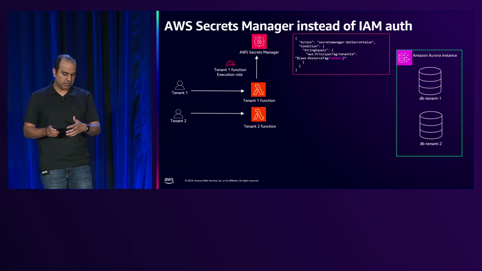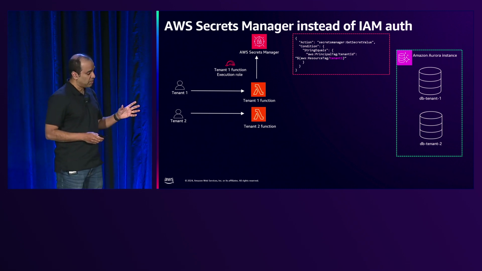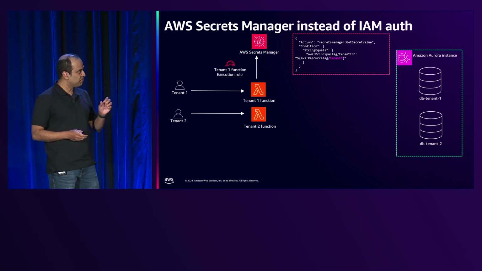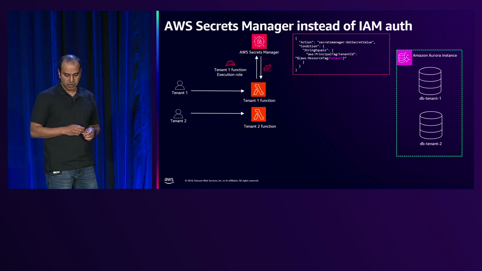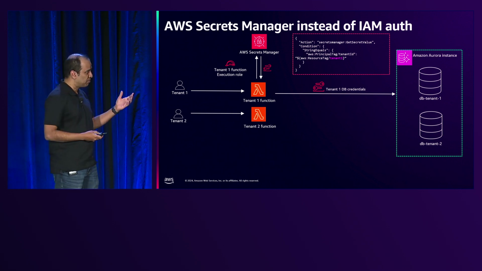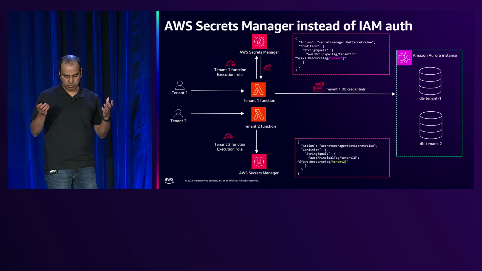If you look at it, it's a very similar pattern, but instead of AWS IAM authentication, we have Secrets Manager, and Secrets Manager would have a secret per tenant in this particular case. And if you look at the policy, obviously we are asking for the action secretsmanager:GetSecretValue, but we are doing it for a specific tenant, right? And then what Secrets Manager would do is return back these long-term credentials, because Secrets Manager uses password authentication, right? And using which, in this case, the Lambda function would access the right database. And very similar approach for tenant 2 as well.